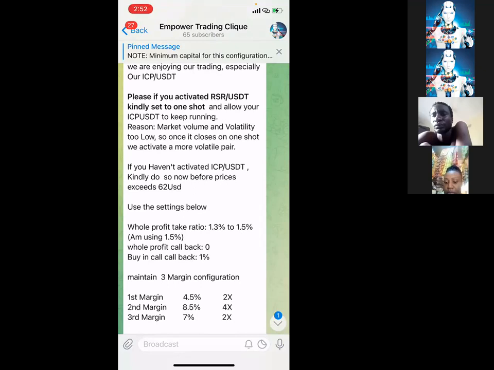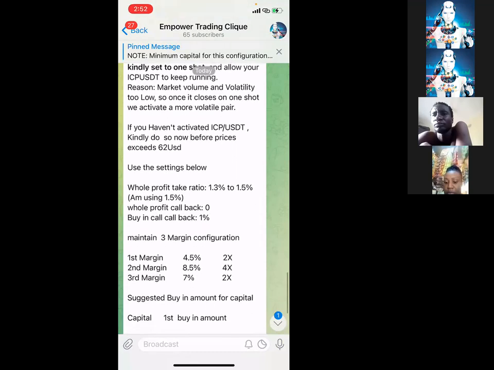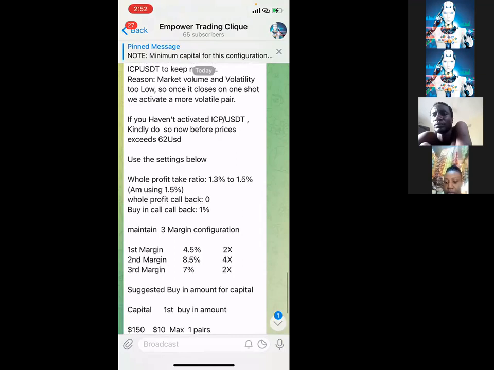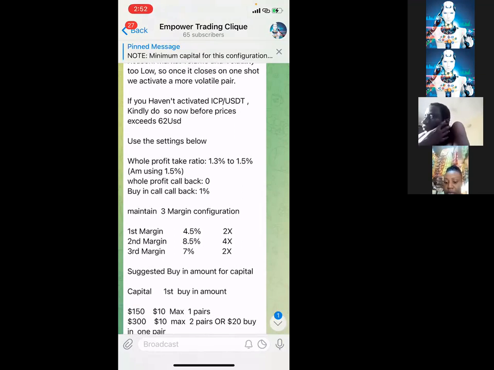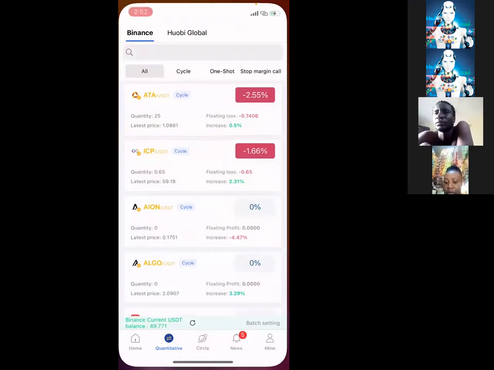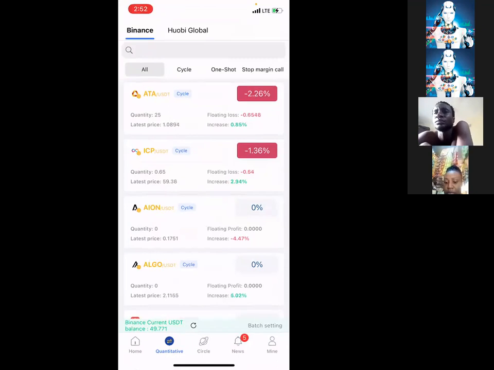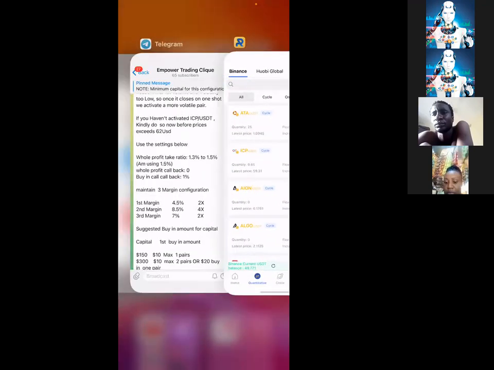Then for the ICP USDT, I said keep running, and I gave you the reasons. Now, if you haven't activated ICP USDT, kindly do so before the price exceeds 62 USD. What does that mean? Under your RioQ app, get to your ICP USD. You can see the price has been fluctuating between 57 and 61. The price is 59.30, meaning you can activate this right now. People that activated it 2 days ago make good money. All right, good, so let's get back to the signal.